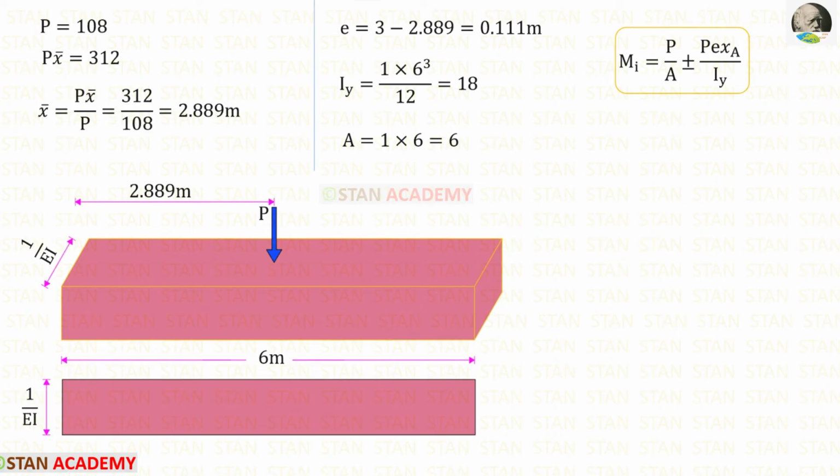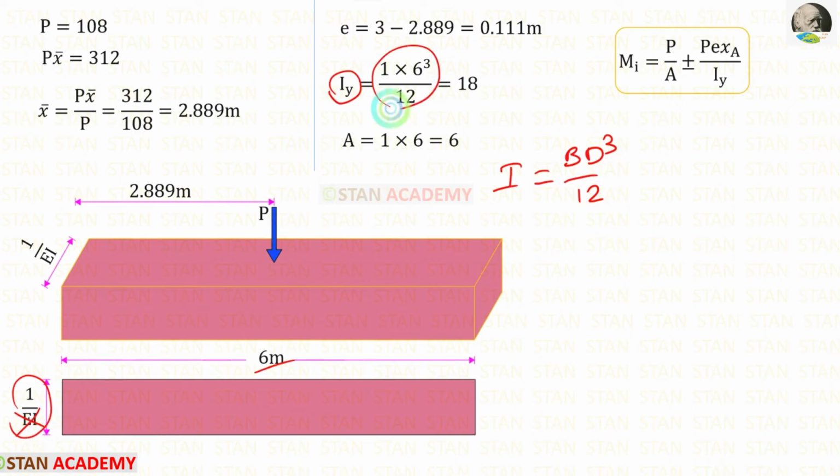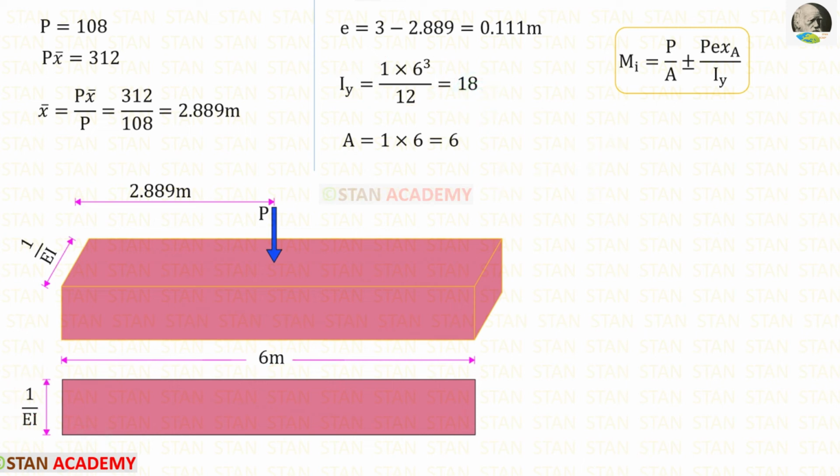Now let us find the moment of inertia. We know the formula: I is equal to b d cube upon 12. Here b is 1 upon EI and d is 6, but there is no need to consider EI. When we apply the values in the formula, we will get 18. Now let us find the cross-sectional area of the analogous column. That is 1 into 6, so we will get 6. Now let us find x_A. x_A is the distance from the center to point A. This distance is 6 by 2, so we will get 3 meter.